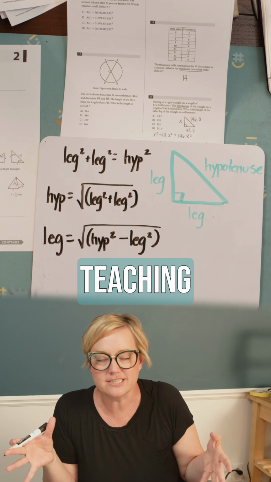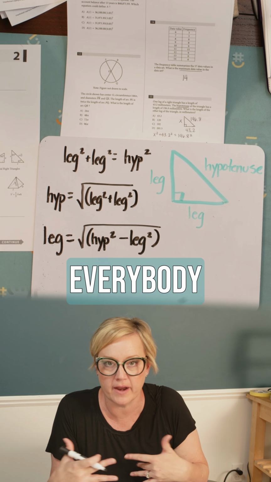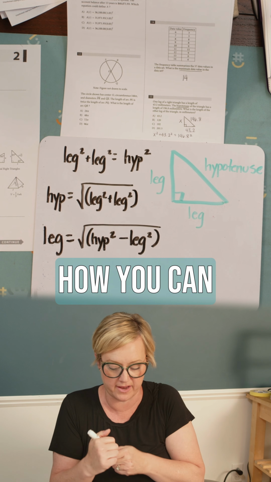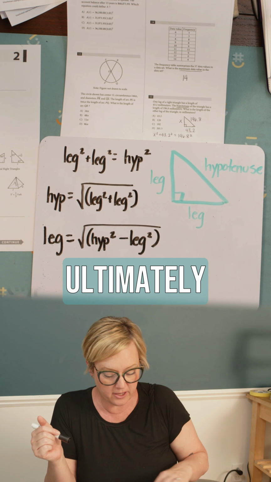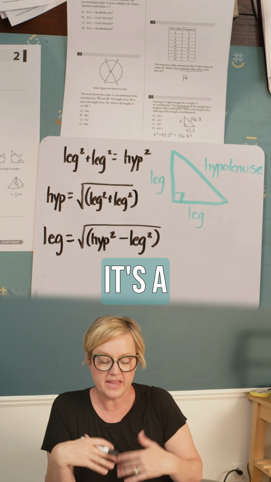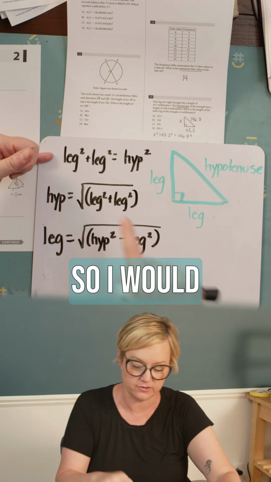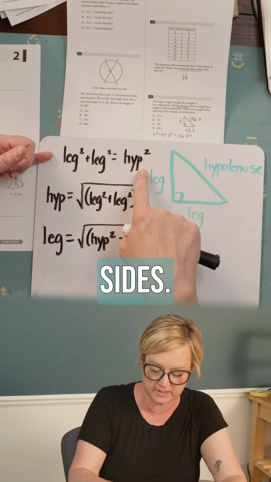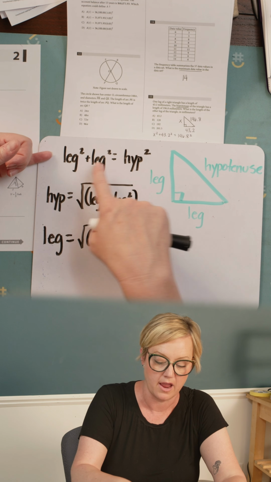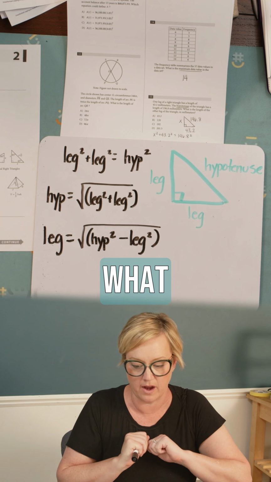When I'm teaching this in my classroom, I show everybody how you can derive this. Ultimately it's a literal equation where I'm just isolating this leg by itself, right? So I would subtract leg squared from both sides. So that's hypotenuse squared minus leg squared. And then I would take the square root, and that's what I've got.